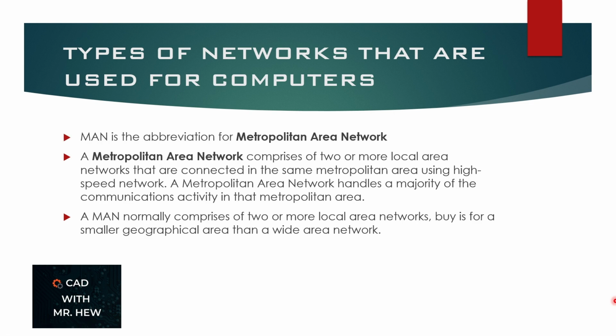MAN. This is the abbreviation for the Metropolitan Area Network. A metropolitan area network comprises two or more local area networks that are connected in the same metropolitan area using high-speed networks. A metropolitan area network handles a majority of the communications activity in a metropolitan area. A MAN normally comprises two or more local area networks, but it is for a smaller geographical area than a wide area network.